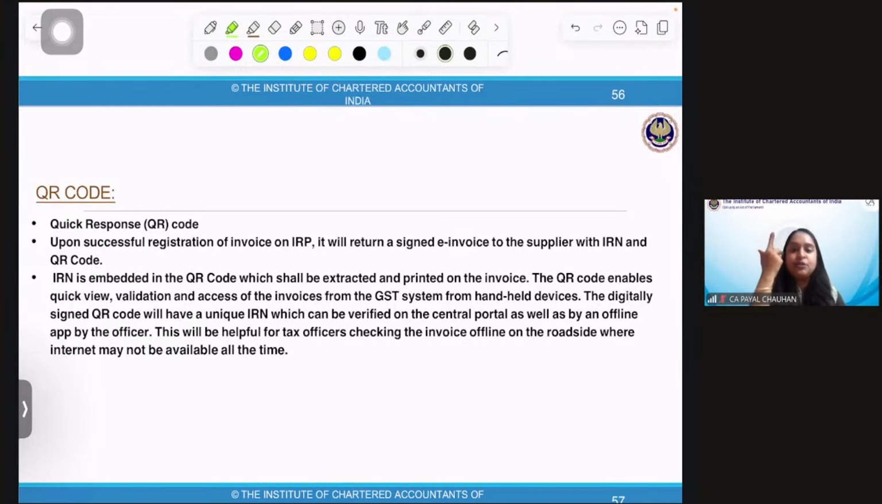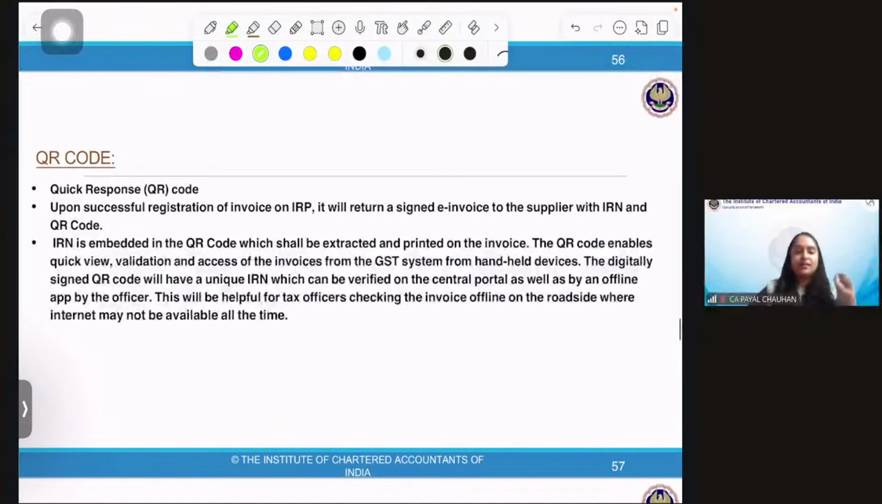B2C transactions? No, very good. Okay, I'm supplying goods to a government department and the government department is registered under section 51 deducting TDS. I need to issue an e-invoice. Yes, I need to issue an e-invoice. I'm an e-commerce operator. I need to issue. Yes, you people understood.